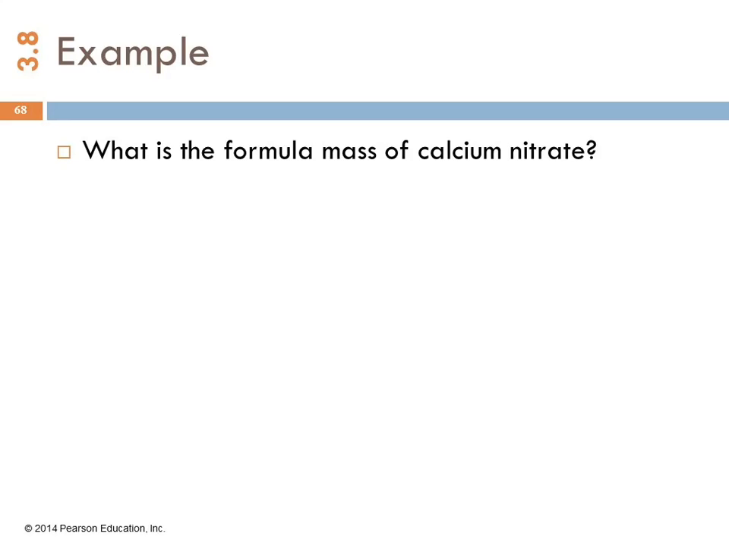So, what's the formula mass of calcium nitrate? Well, first we need the formula, right? What's the formula for calcium nitrate? So let's write it out for those YouTube watchers who aren't getting it, because I know all of you got it down cold, right? What's the charge on the calcium ion? 2+. And what's the charge on the nitrate ion? It's -1.